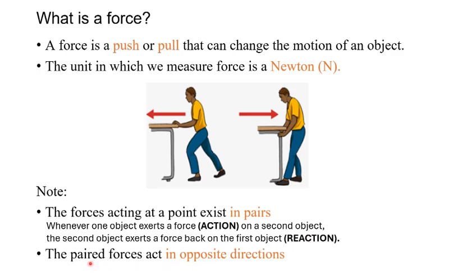The other thing that I want you to note is that the paired forces act in opposite directions. What does that mean? It means if a man is pushing to the left, as you see in this diagram, the desk is also pushing against the man, but to the right. If a man is pulling the desk to the right, the desk is also pulling against the man to the left.